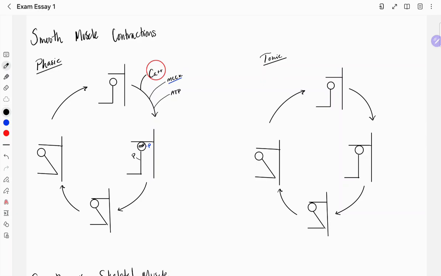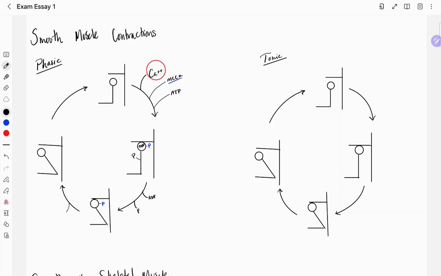And just like in our skeletal muscle, when that happens, ADP is actually going to fall off, and we'll have a phosphate come off as well, but we'll retain this phosphate here. So as usual, myosin goes from a cocked to an uncocked position, pulling that F-actin.